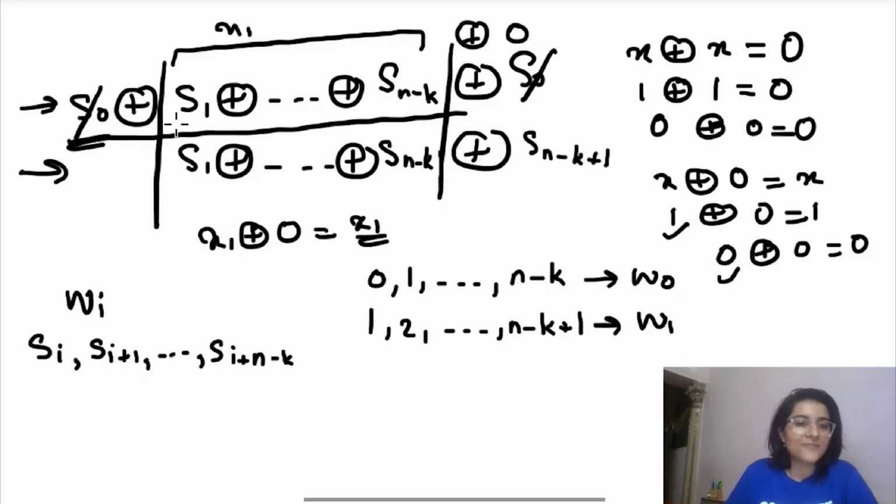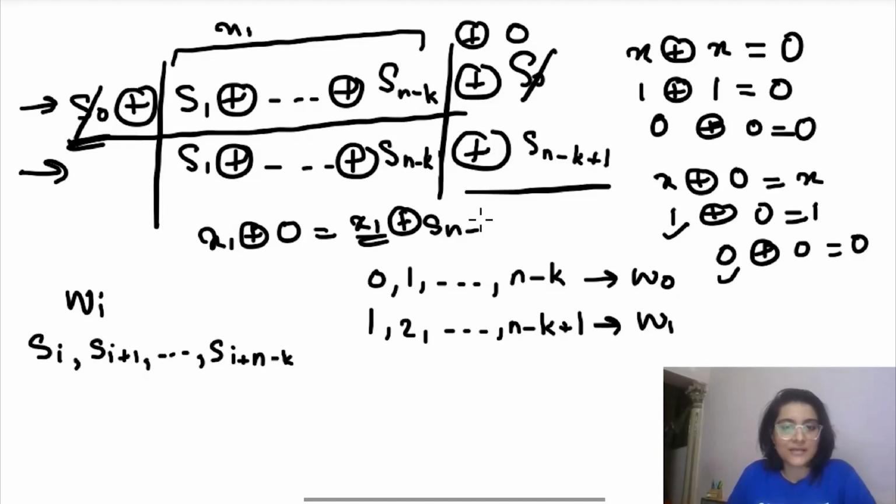So what do we have here? The evaluated common part of the windows. Now all we need to do is XOR it with the next element and we have obtained the next window. So if we XOR it with Sn minus k plus 1, now we are at the second window that we need.